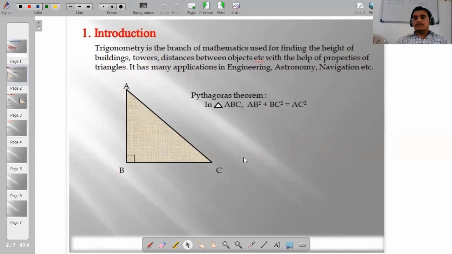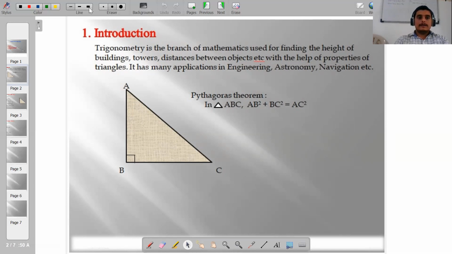Whenever we are walking on a street, some towers or buildings are there. We can't physically go to the building to measure its height, or if two towers are there, we can't physically use any device to measure the distance. So rather than using this, we can use some properties of the triangle to measure the distances or height, etc. So it has many applications in engineering, astronomy, navigation, etc.